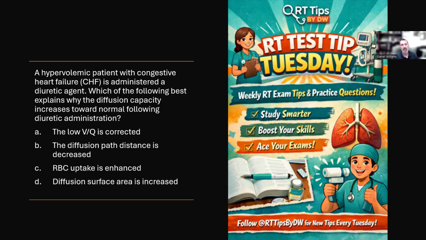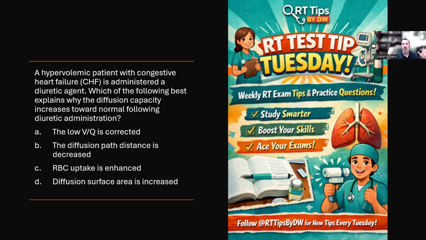So we're saying that you're given a diuretic agent. What does a diuretic agent do? It's going to rid the body of excess fluid. If you have congestive heart failure, do you likely have excess fluid? Yes. In the question stem, it tells us the patient is hypervolemic. That means they already have excess fluid on board. So the diuretic agent should hopefully help remove that excess fluid, which should hopefully help improve our ventilation and perfusion matching. But also by removing that fluid, it should hopefully help decrease the diffusion path length.